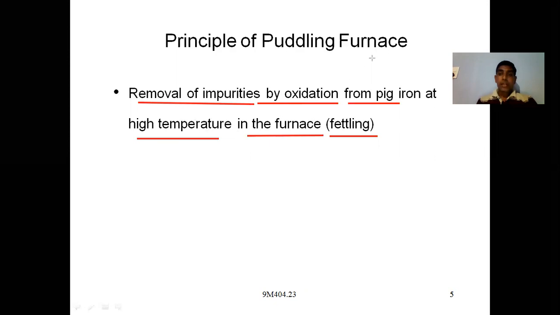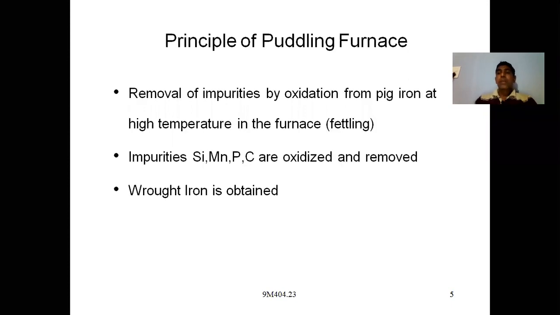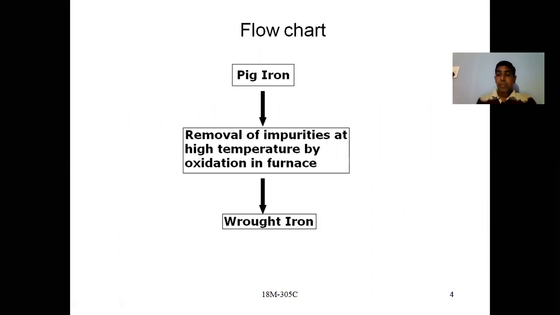Okay, and if you go for another parameters, see. So if they ask what is the principle of puddling furnace, you should write all these things. So we are removing the impurities from pig iron by oxidation method at high temperatures in a furnace, that is called fettling operation. And what are the impurities we are going to remove? Silicon, manganese, phosphorus, carbon are oxidized and removed, and what you are going to get? You are going to get wrought iron. So this is the principle you have to write, and if necessary you can draw the flow chart also, which is relevant to your principle.